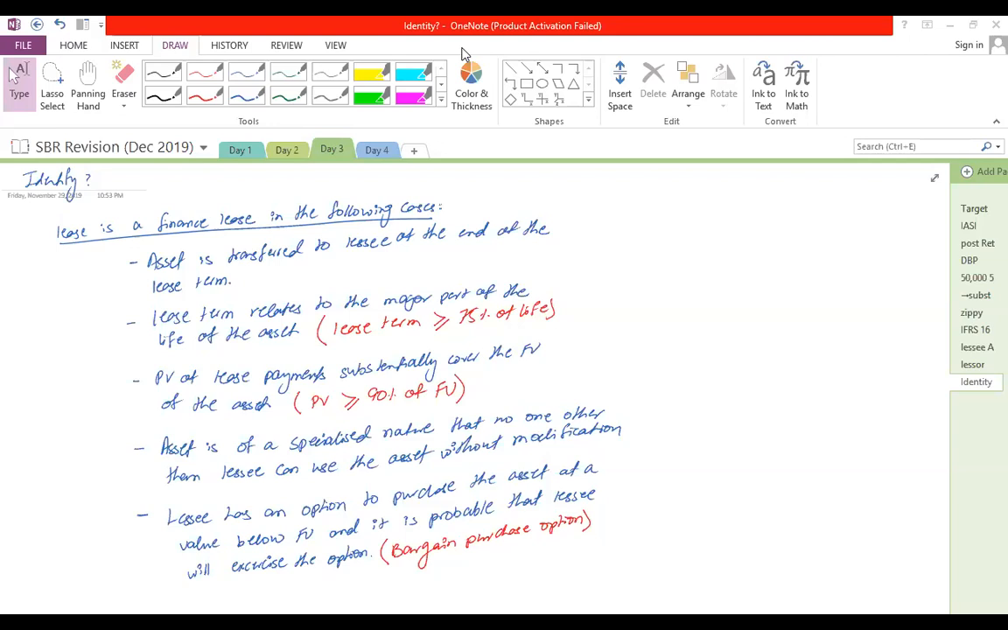Bharat is saying, sir, are these cumulative conditions or is it any one? Basically, any one, Bharat. If any one of the conditions is met, we call it a finance lease.